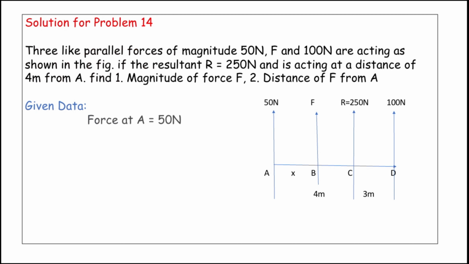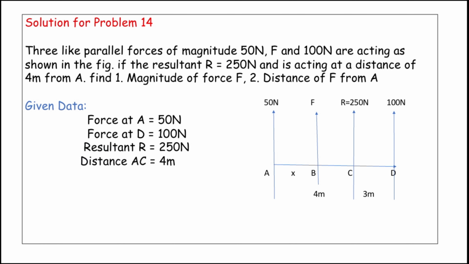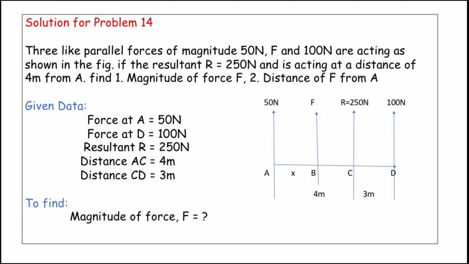So, given data: the force at A is 50 Newton and force at D is 100 Newton. The resultant is 250 Newton, and distance AC is 4 meter and distance CD is 3 meter, as given in the diagram. We have to find the magnitude of the force F and the distance of the force F from A.